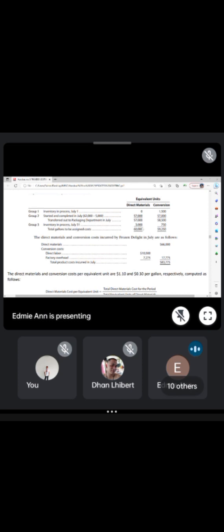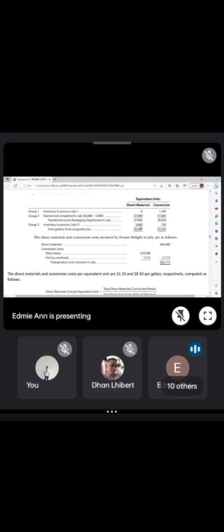Oh, as to direct material, 8,000, 100%, since gisugdan man siya in July. And as to conversion, 150 gallons only because 25% complete raman siya as to conversion. So, ang tanan-tanan units nga assignan for direct materials would be 60,000. For conversion cost, it would be 59,250. So, I hope that's clear na.